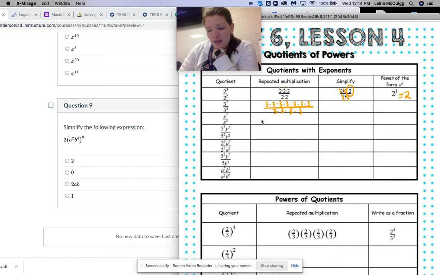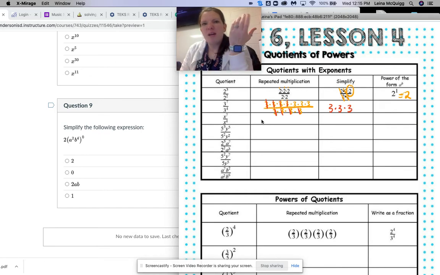Well, 3 divided by 3 is 1. 3 divided by 3 is 1. 3 divided by 3 is 1. 3 divided by 3 is 1. And I'm left with 3 times 3 times 3 in the top and a 1 in the bottom. But I don't have to write a number over 1, right? I just understand it's a whole number. So now let's go ahead and put that back in exponential form. My base is 3, and my exponent is 1, 2, 3. I have 3 of them. My exponent is 3. So 3 to the power of 3. Okay?